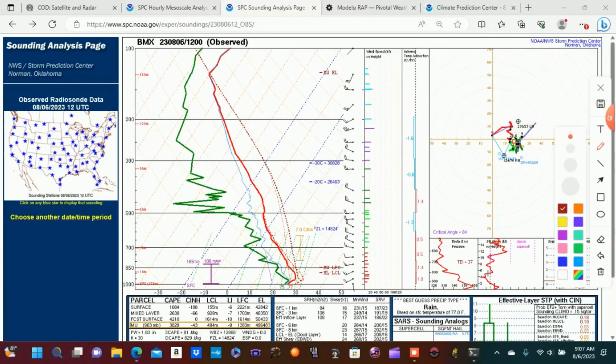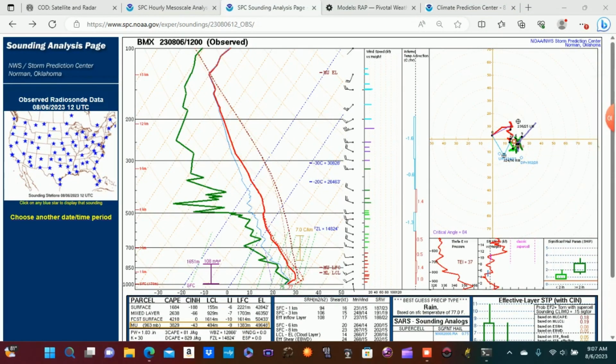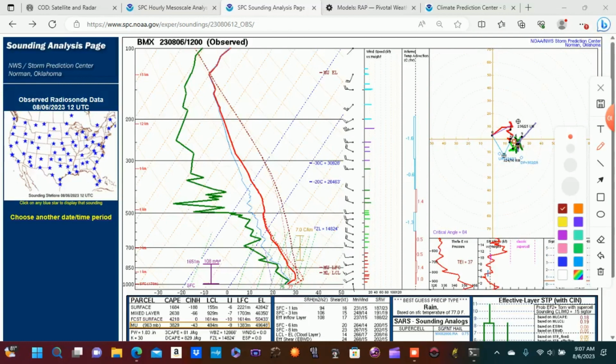And then the area in between the red line and our dashed line here, that is our instability, which serves as the fuel for severe thunderstorms. So this sounding is taken at Birmingham, Alabama, at 7 a.m. And so I'll point out here, there's a lot of instability already that's building up across the deep south today. And I'll draw your attention to this number here.